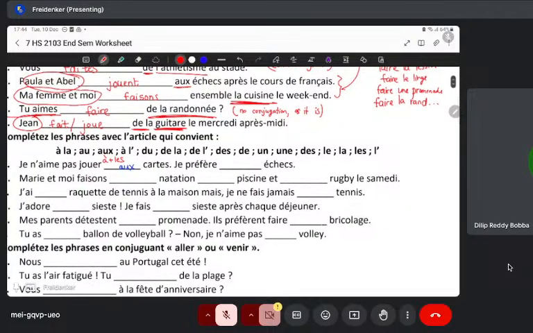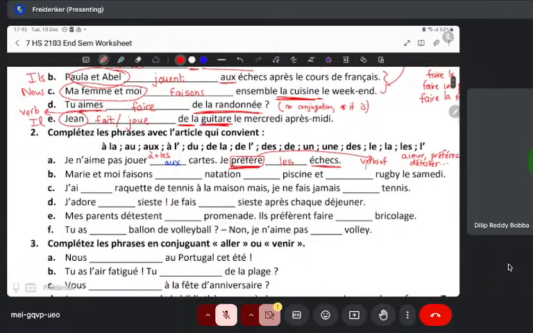And je préfère, whenever you're using aimer, préférer, and all these things, you're supposed to use le, la, or les. So this is plural, so you will get les. So whenever you're using verbs of preference or détester, there you don't have to use your head. Just use definite articles. Okay. Verbs of preference.